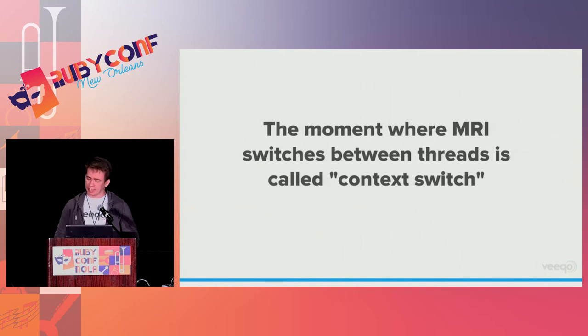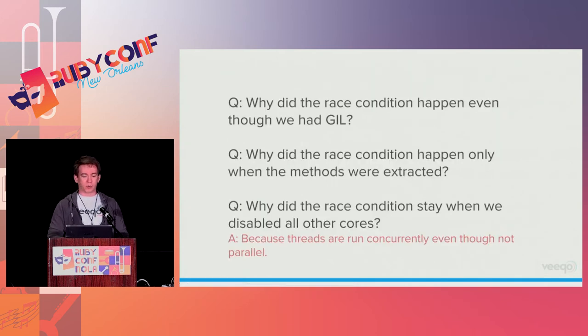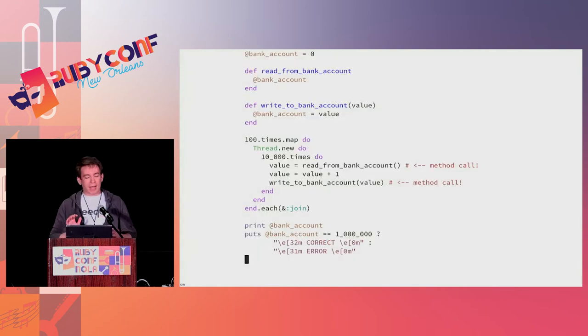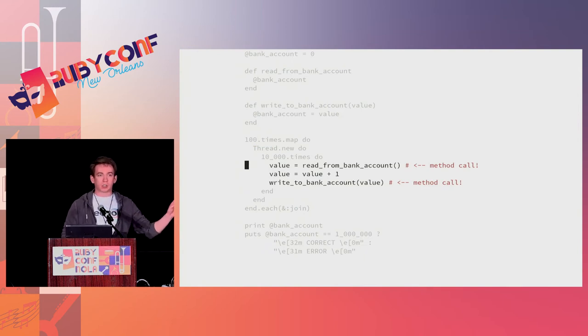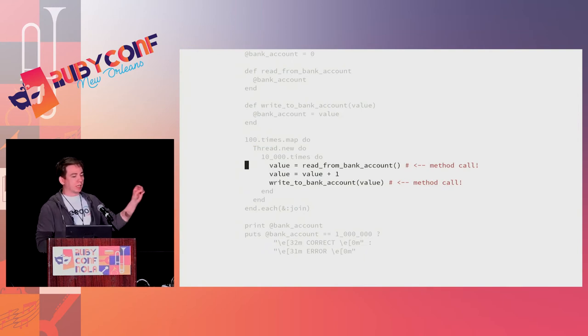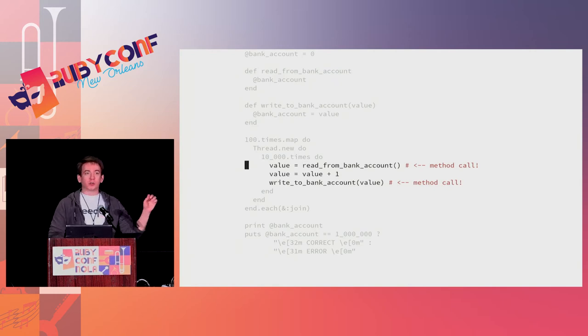So, back to our thing. I now want to answer the question of why did race condition happen only when the junior developer allegedly extracted methods. The answer is Ruby MRI will switch context when you call a method or return from a method. That's why what the junior developer did is that the method call was inserted into the most vital part of our algorithm. No wonder we got the race condition.